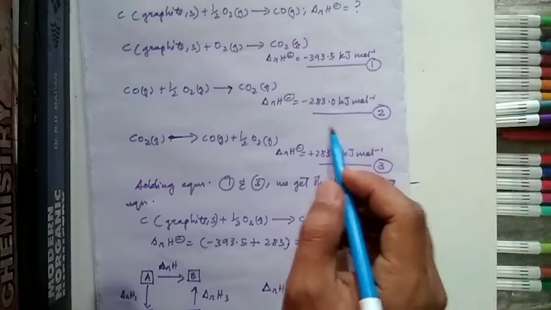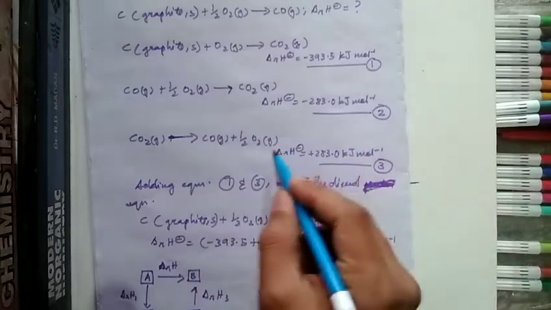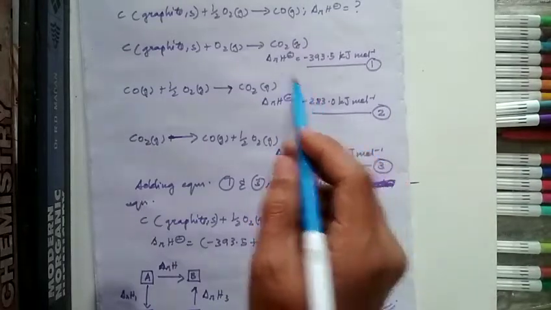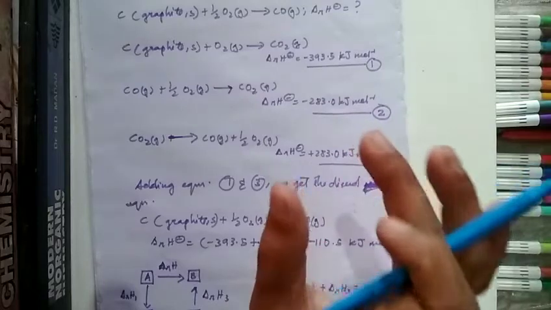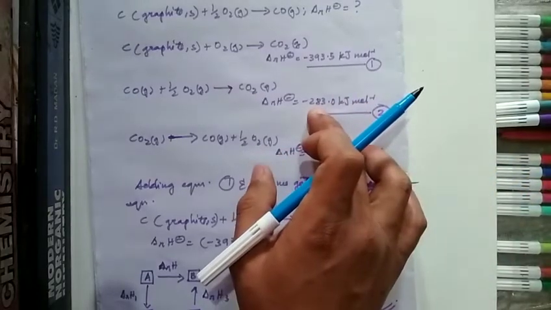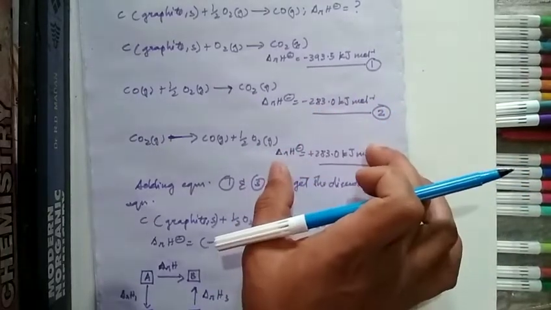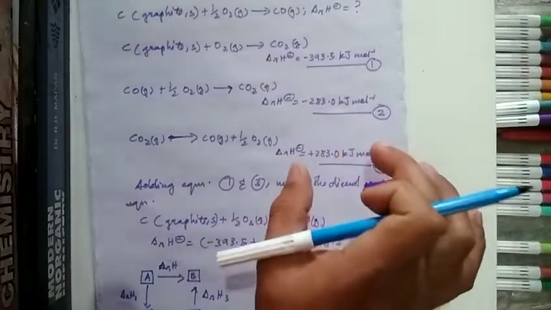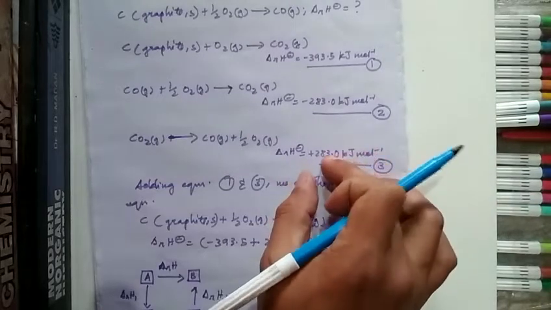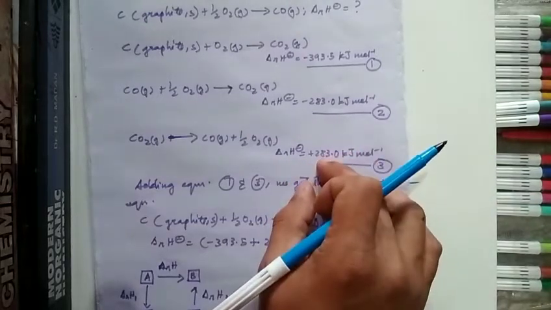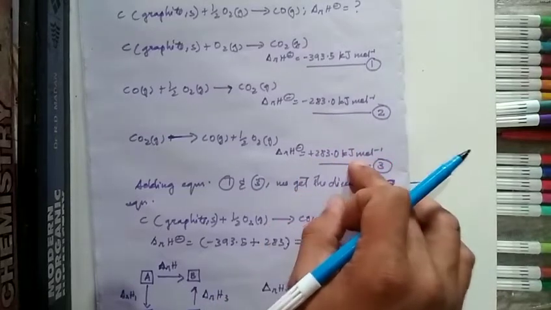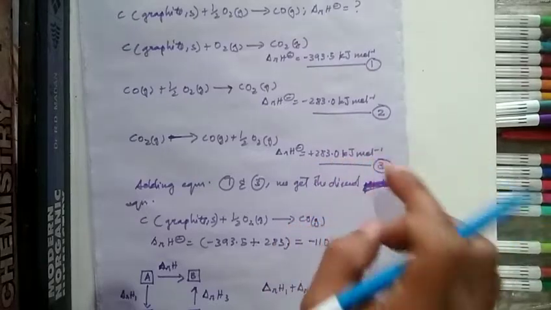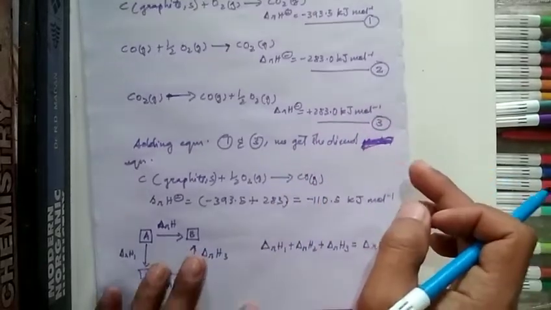In this case, when the reaction is reversed, this will be an endothermic process. At first, when the reaction is not reversed, it was an exothermic process. Now when the reaction is reversed, it is an endothermic process. But the energy, the heat involved will be the same. We'll get the same enthalpy, 283.0 kilojoule per mole. So let's take it as equation 3.